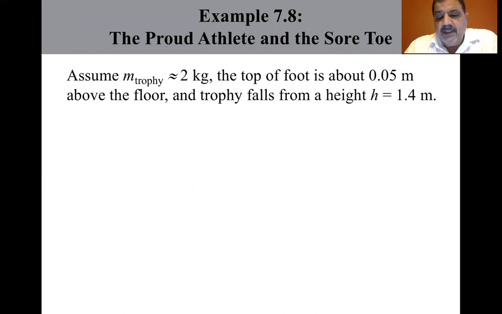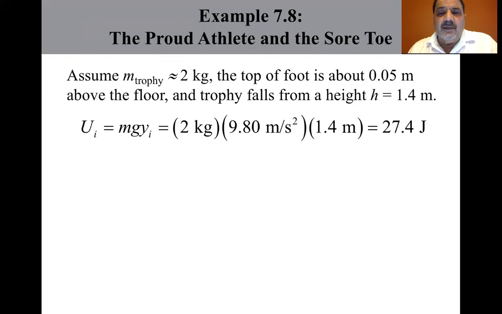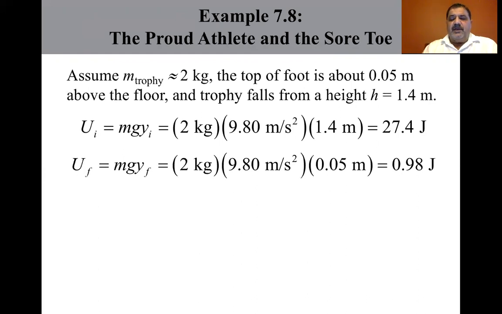So we make the zero reference the floor. To find the change in potential energy of the system, we need to estimate a few values. We've estimated that the mass is approximately 2 kilograms, the top of the person's foot is about 5 centimeters from the floor, and we're assuming that it drops from a height of 1.4 meters. So let's calculate the potential energy of the trophy-Earth system just before the trophy is released. 2 kilograms, 9.8 meters per second squared, times 1.4 meters, you get 27.4 joules. This is the potential energy at the initial position. Now let's calculate the gravitational potential energy of the trophy-Earth system when the trophy reaches the athlete's foot. 2 kilograms times 9.8 meters per second squared times 0.05 meters. You get 0.98 joules.